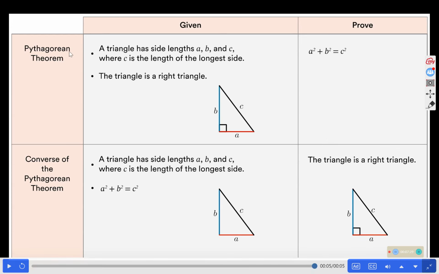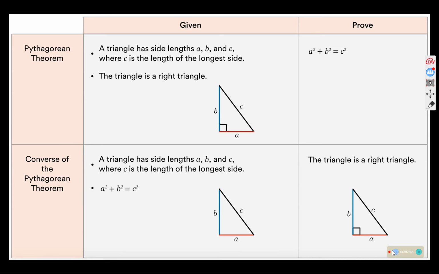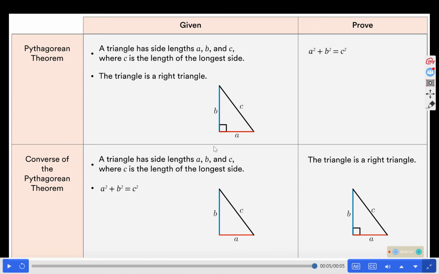So the Pythagorean theorem. A triangle has side lengths A, B, and C, where C is the length of the longest side, or the hypotenuse. Then the triangle is a right triangle. So we had to prove this: a squared plus b squared equals c squared. For the converse, if they have these side lengths, then this relationship shows up, so then it must be a right triangle. So that means we need to prove that the triangle using this relationship is in fact a right triangle.